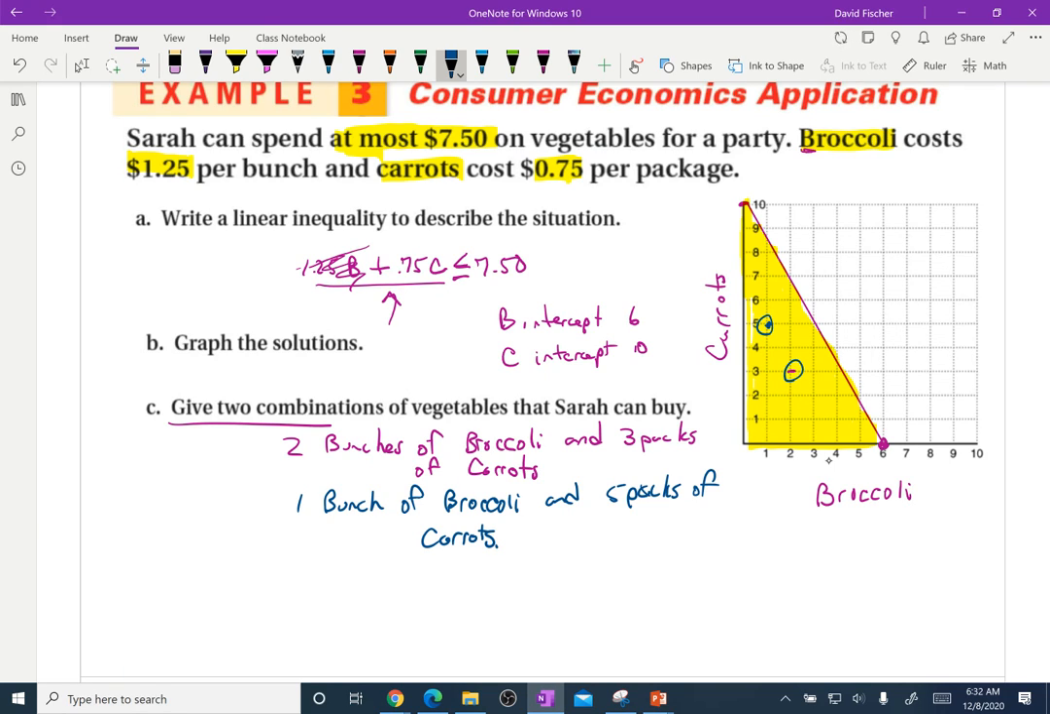You can pick any combination of anything in here. You just have to sometimes think about carrots in a package. Probably it's a whole number, and the broccoli is probably a whole number because you're buying bunches in the pack. I don't know that you could actually buy a fraction of a bunch of broccoli. Anyhow, pick whole numbers underneath there.